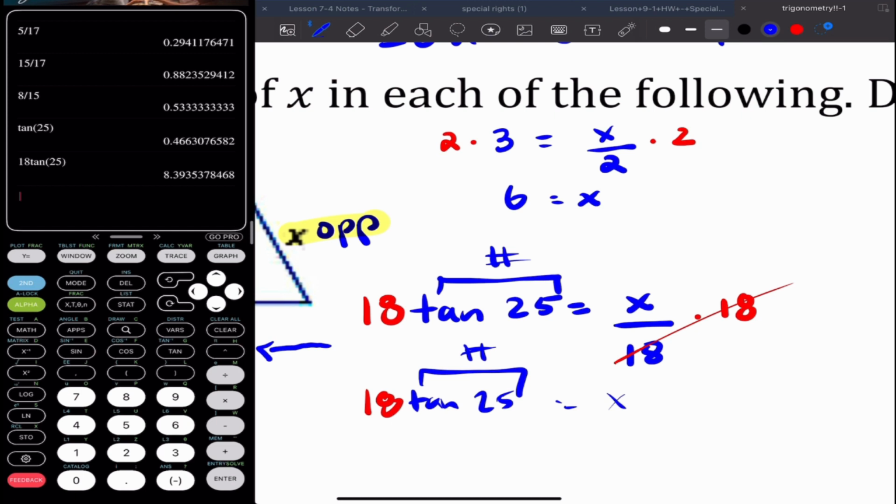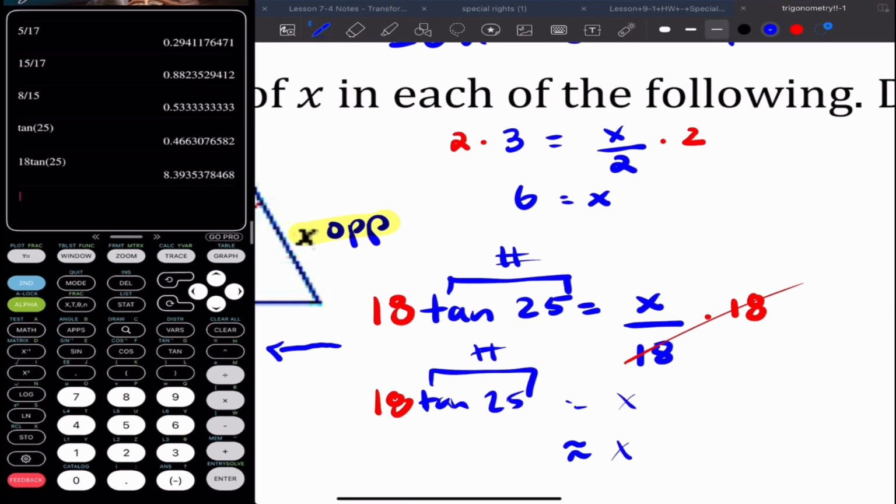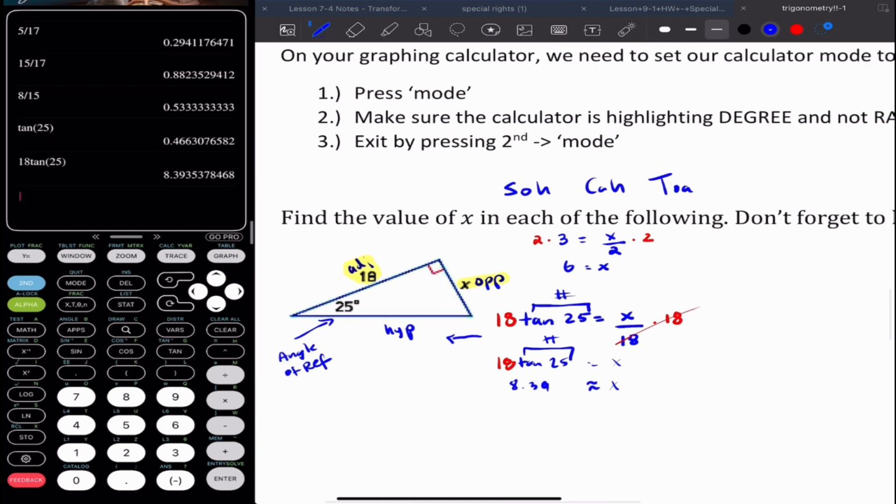So this is approximately 8.39. That 3 after the 9 will dictate whether the 9 goes up or down, but in this case, since it's a 3, the 9 is going to remain the same. So x is approximately 8.39. That is your answer.